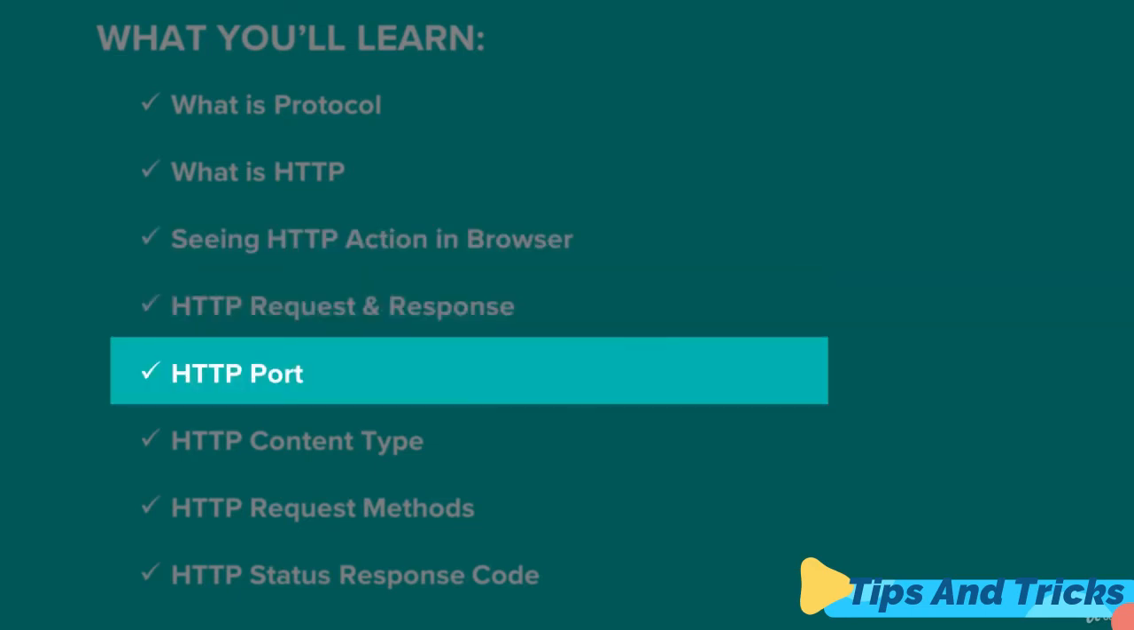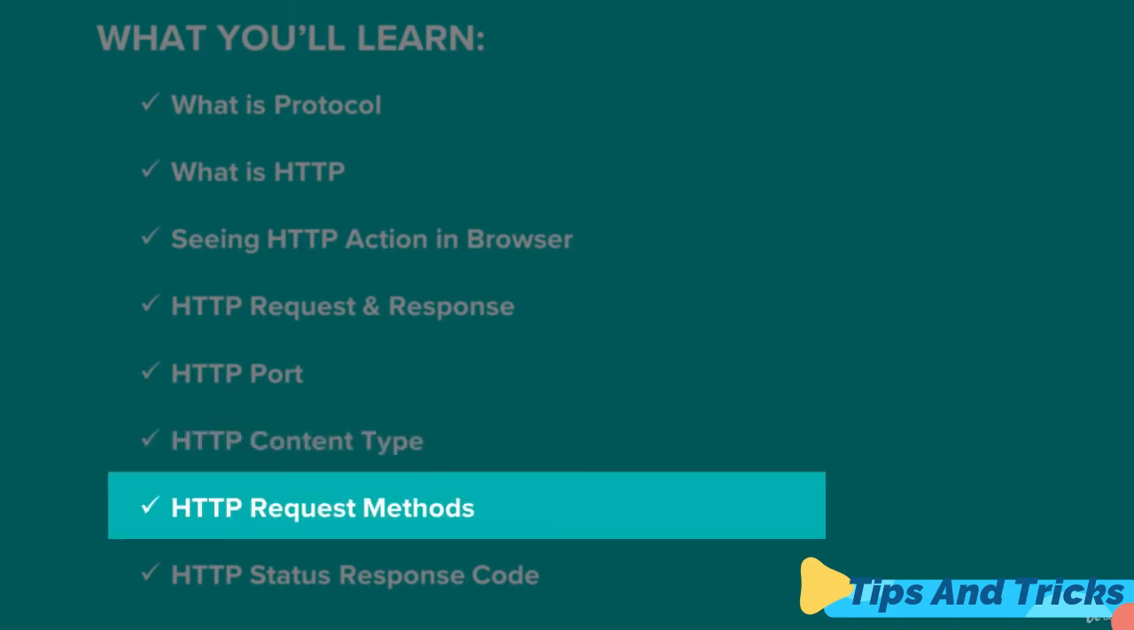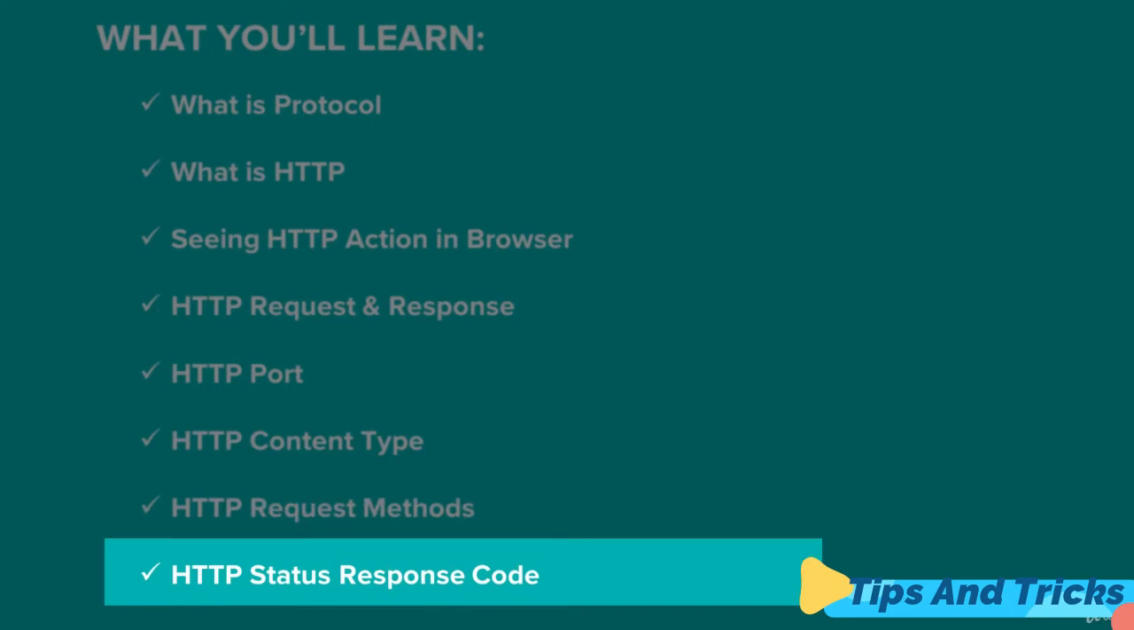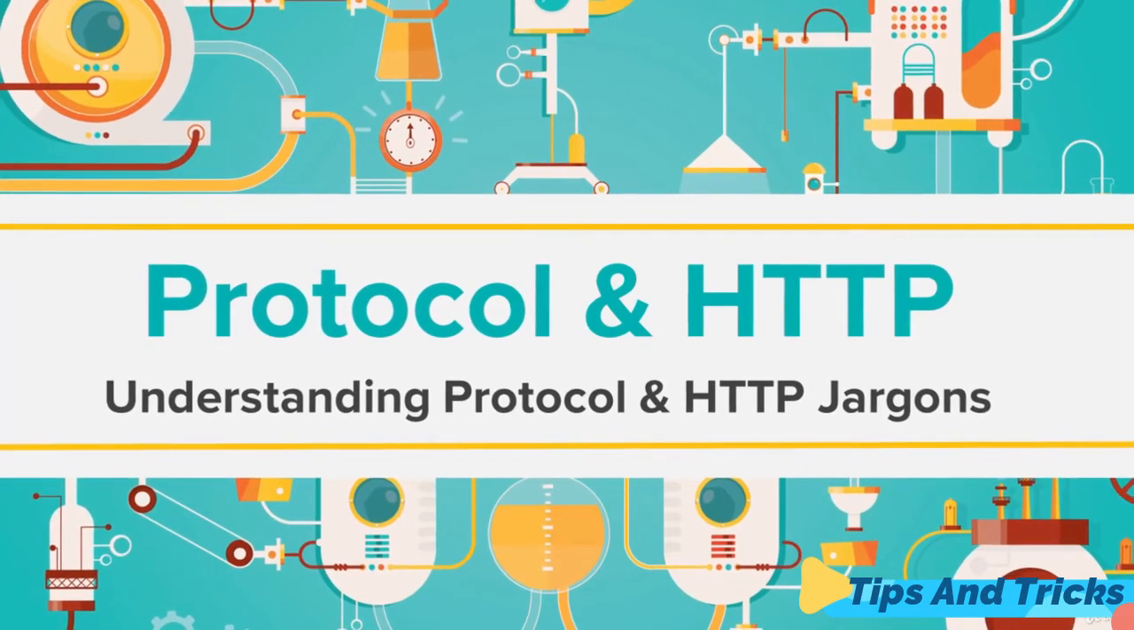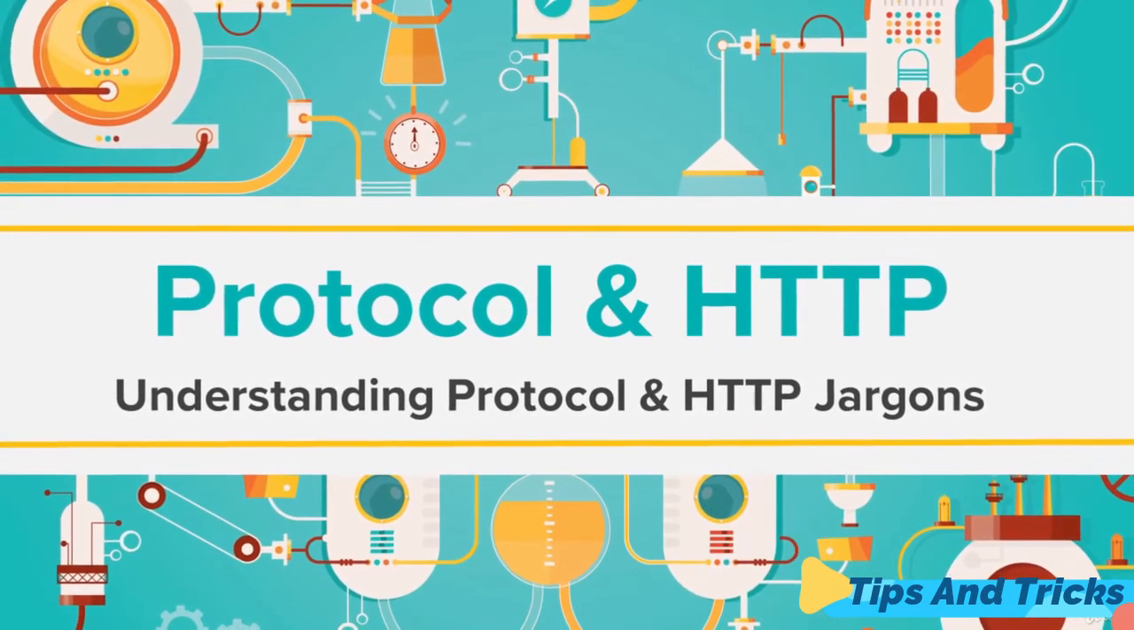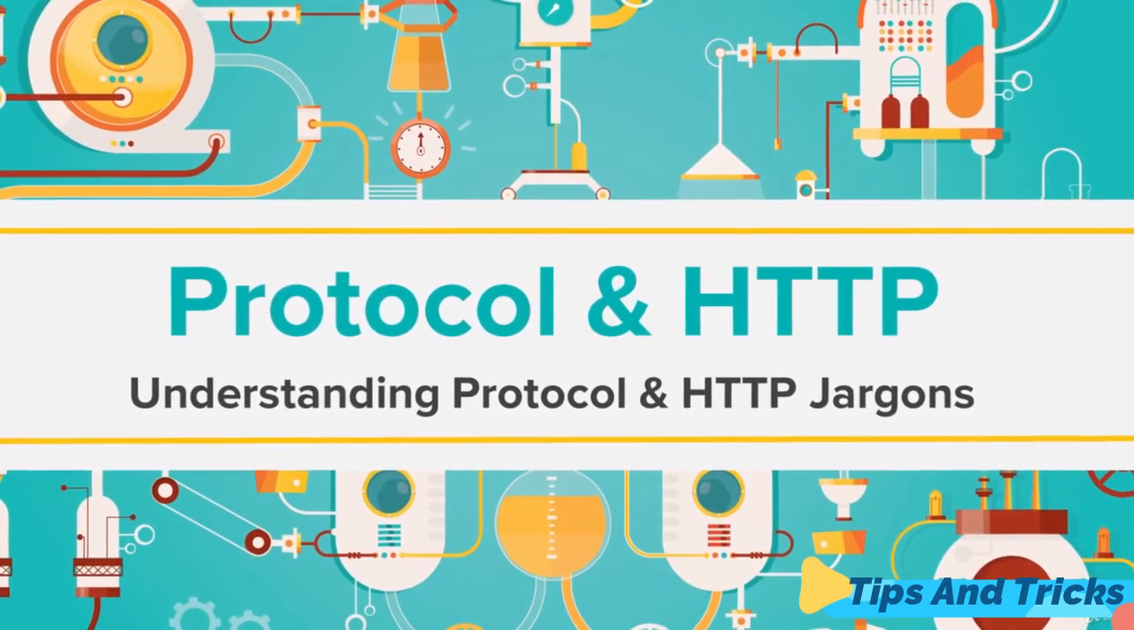We'll look at HTTP port and content type. Then we'll understand request methods like GET, POST, PUT, etc. Finally, we'll try to understand what the HTTP responses are, what the different numbers that represent the status codes are, and what is the meaning behind them. The most important thing you will learn are the new jargon, very helpful for future lessons. So please don't skip this lesson.